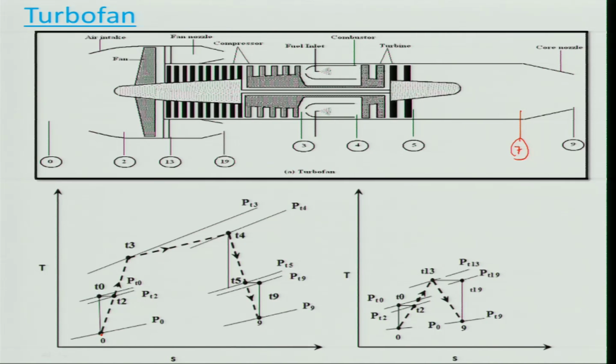So, if you look at the processes, 0 to 2 is the air intake, and from 2 to 3 is your compressor, and 3 to 4 is your combustion chamber, and 4 to 5 the turbine, both the high pressure and low pressure turbine, and 5 to 9 is your nozzle. And this is of course for the fan engine: 0 to 2 is your air intake, and 2 to 13 is your fan, and 13 to 19, this point is 19 basically, that is your fan nozzle. So, you should keep these station numbers in mind, because as we go along we will be solving and using them.